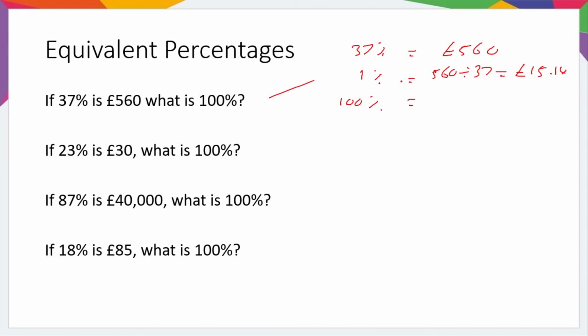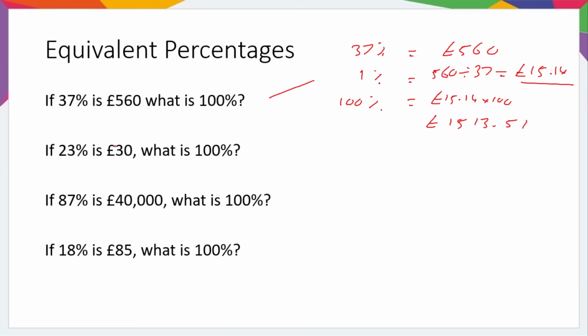Because now, if 1% is this figure here, 100% is this amount here multiplied by 100. And again, by not pressing delete on my calculator, I don't need to worry about any rounding. So I can just simply multiply that by 100, and I get the answer of £1,513 and 51p. So with the difficult ones, we need to work out 1% and then turn it into 100%.